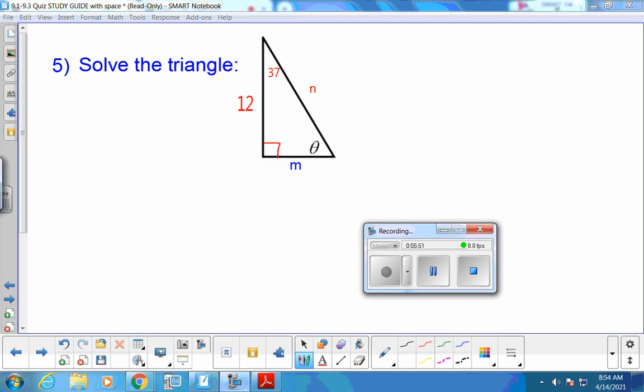Hello, people on the video. To get theta, we're going to subtract 180 minus 90 minus 37. So that's 53. And now I'm just going to use trigonometry twice, even though you could use the Pythagorean Theorem once and trig once.